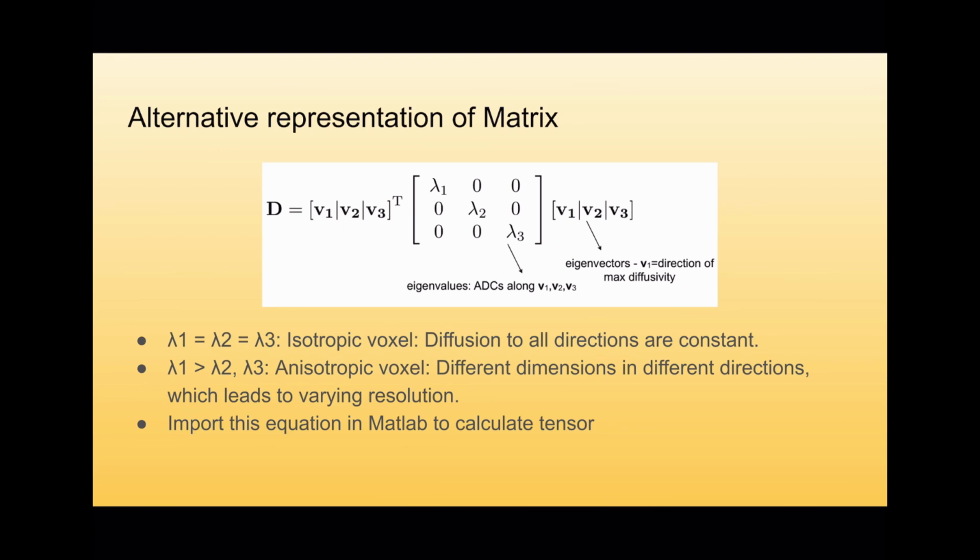When the eigenvalues are the same, the voxel is isotropic. Diffusion to all directions is constant. When one of the eigenvalues is larger than the rest, the voxel is anisotropic. There are different dimensions in different directions. In the study, we'll import this equation in MATLAB to evaluate the tensor.